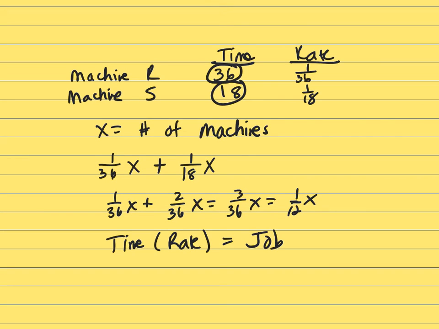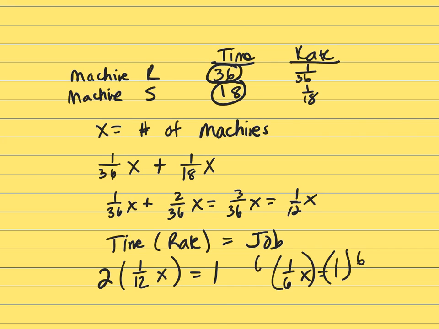And remember, time times rate equals job. So our time, we want to do that in 2 hours, times my rate, which is 1/12 x. And how many jobs am I completing? 1. So that's 1/6 x equals 1. Then clear your fractions by multiplying both sides by 6. X equals 6.